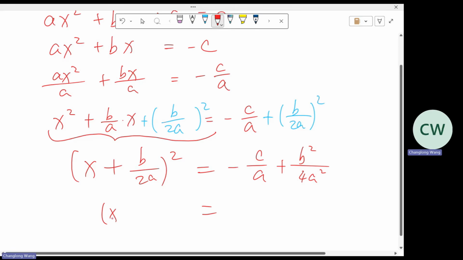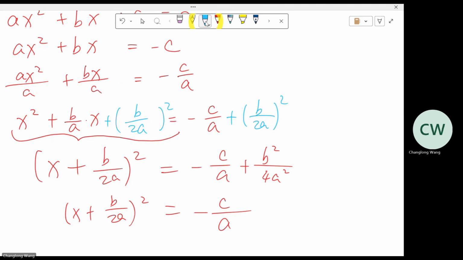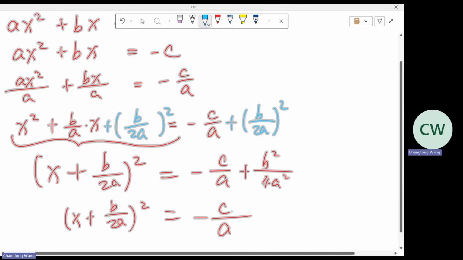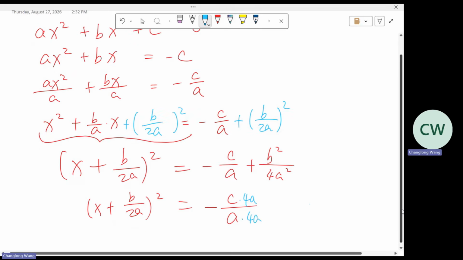All right, so I have (x + b/2a) squared, right? So I'm going to rewrite the first fraction, c over a, as c times 4a over a times 4a. So I'm multiplying both the numerator and denominator by the same number, like I did over there on the board. But what makes me believe that 4a is a good idea to multiply the a with on the denominator?